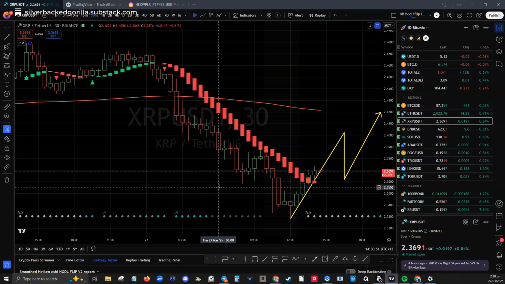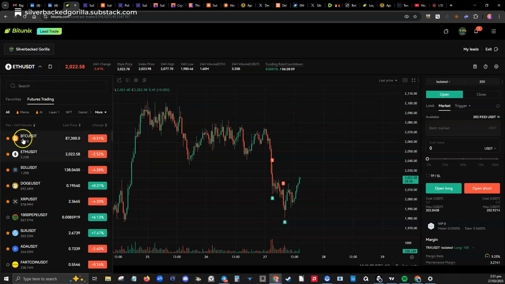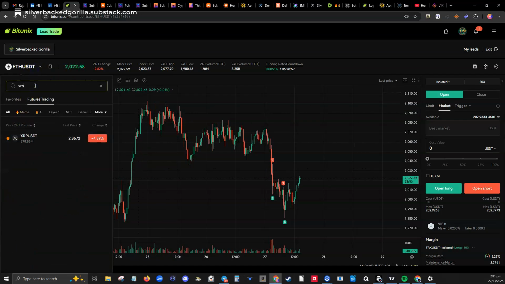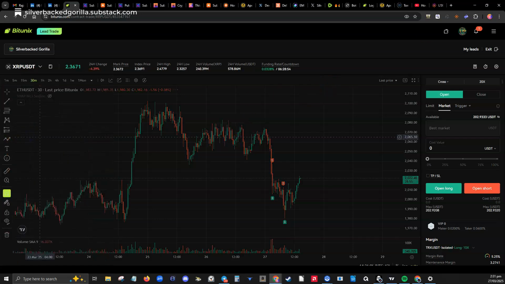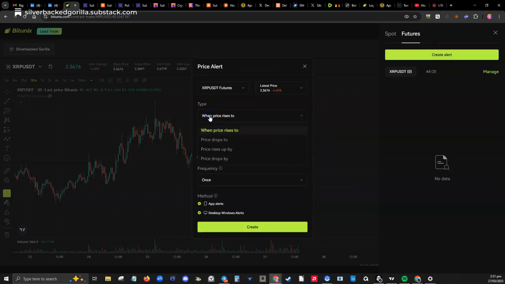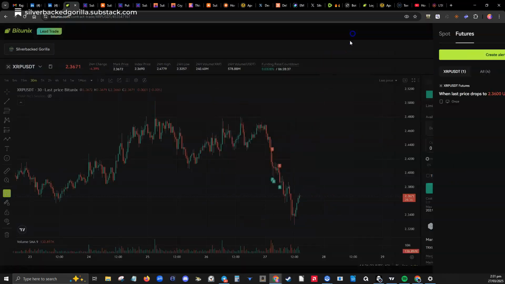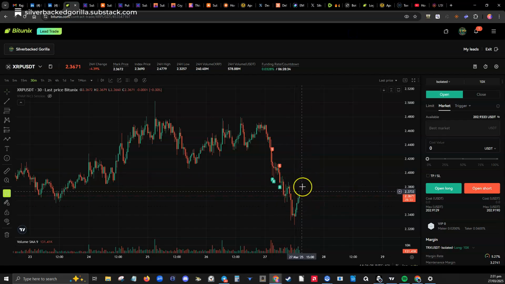And again, this is $2.36 on XRP. Let's jump in there and go XRP. Create an alert when price drops to $2.36. That's pretty close, hey? It's almost worth getting in there now, but I think it's gonna pump a bit harder first and then come back.